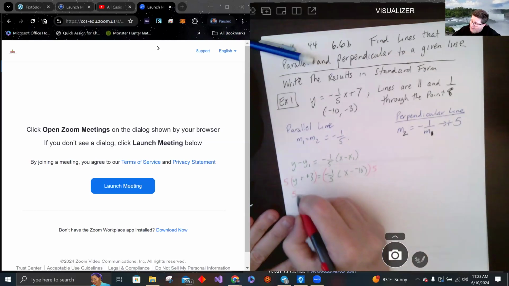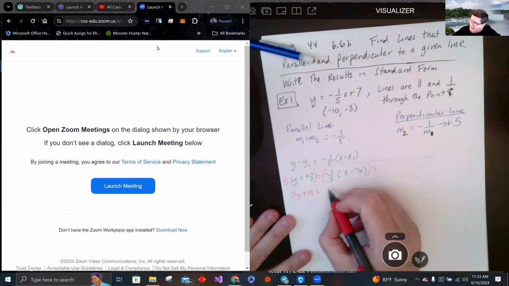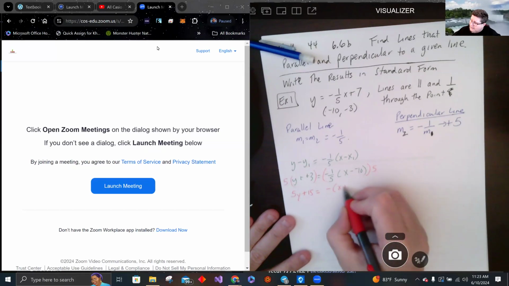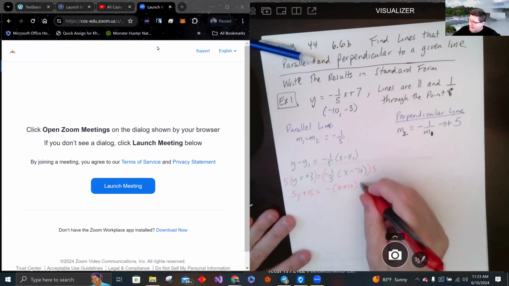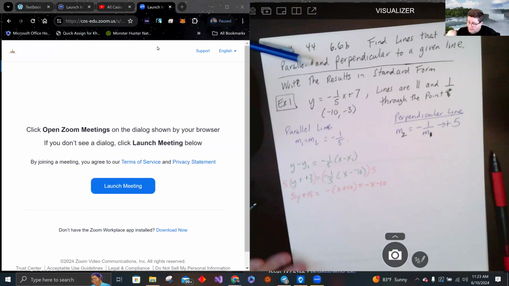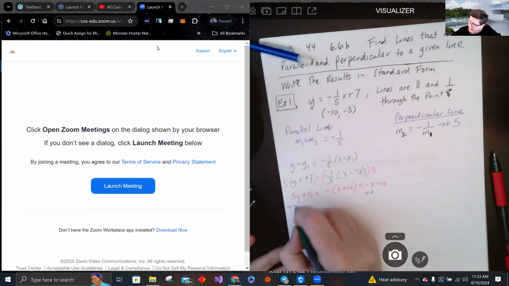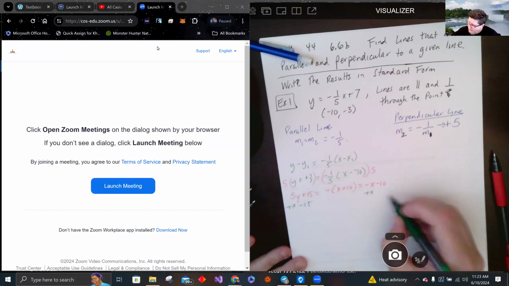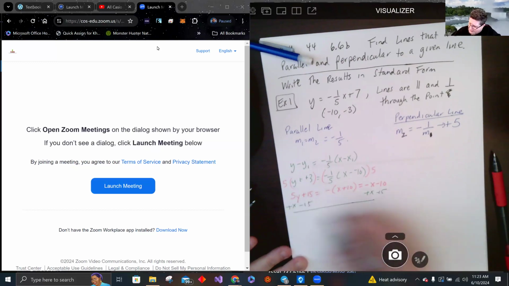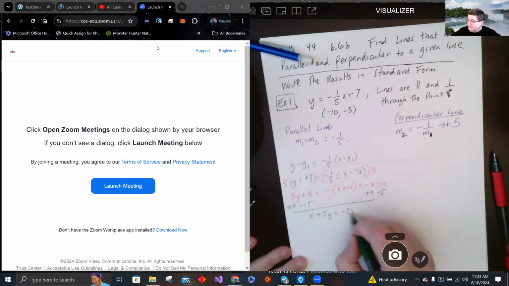This becomes 5y plus 15 equals -x plus 10, which is -x minus 10 if I distribute. So I will add x to both sides, and I will subtract 15 over, and I get x plus 5y equals -10 and -15, which is -25.